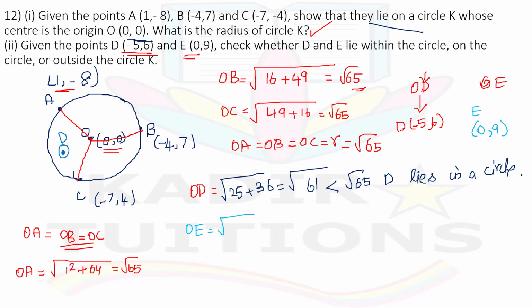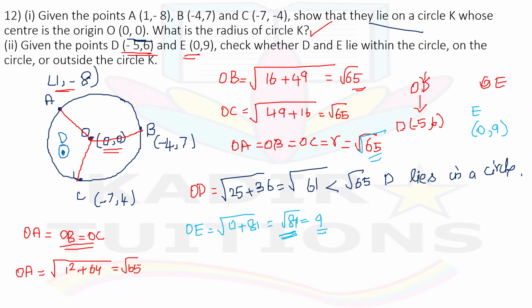So 0 minus 0 is going to be 0, square is also 0, and 9 minus 0 is going to be 9 square, which is 81. So if you solve it, we will be getting root 81. It's nothing but 9, we know, but just consider it as root 81 only, because we are comparing the root values, right? So root 65 is our radius, but here we are getting the answer as root 81.